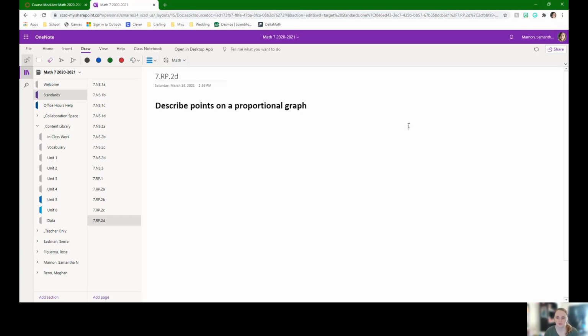This crash course is for standard 7.RP.2d, which is describe points on a proportional graph. So to do this, we're going to need to look at a proportional graph. So let me put one on our page. When we're looking at a proportional graph, we also specifically want to look at 2 points.